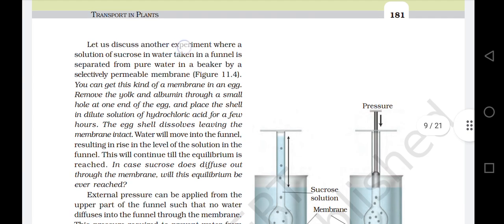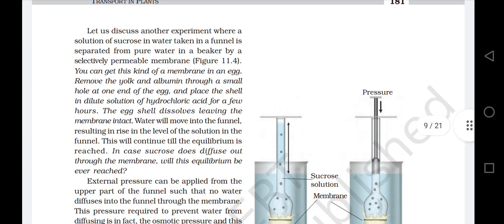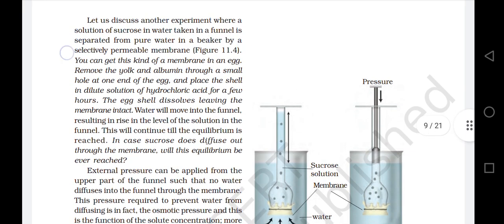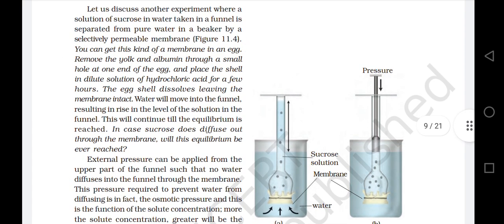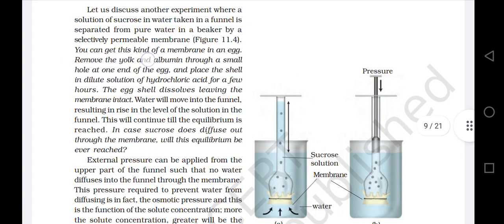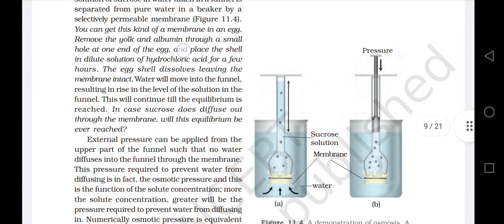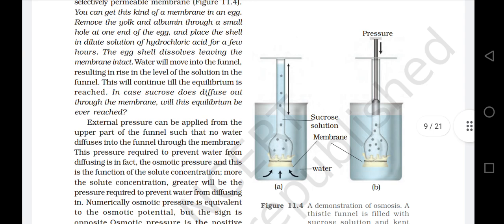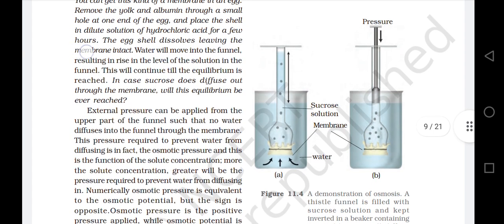Let us discuss another experiment where a solution of sucrose in water taken in a funnel is separated from pure water in a beaker by a selectively permeable membrane, figure 11.4. You can get this kind of membrane in an egg. Remove the yolk and albumin through a small hole at one end of the egg and place the shell in dilute solution of hydrochloric acid for a few hours. The eggshell dissolves, leaving the membrane intact.